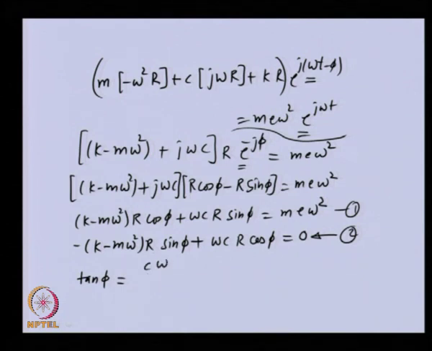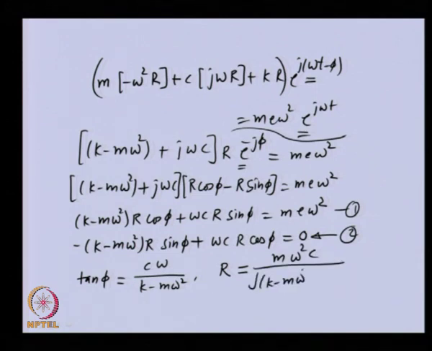So, this is c omega by k minus m omega square, and this we can substitute in the first to eliminate the phi terms. From there we can get R, because R and phi are unknown. This can be written as follows. If you recall, a similar expression we obtained when we did the analysis with a single degree of freedom system. Let us see these equations more carefully.